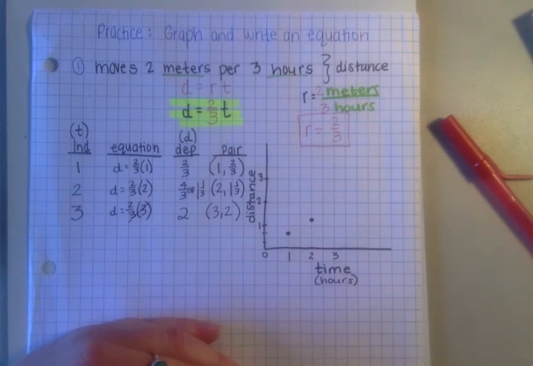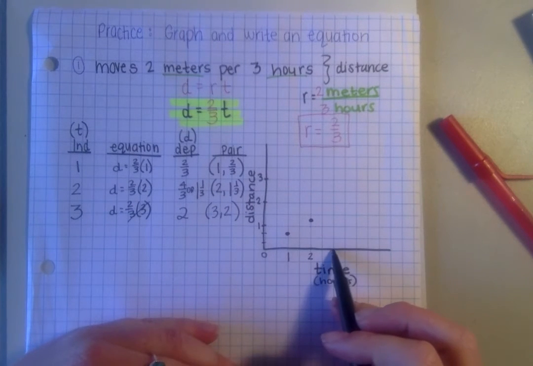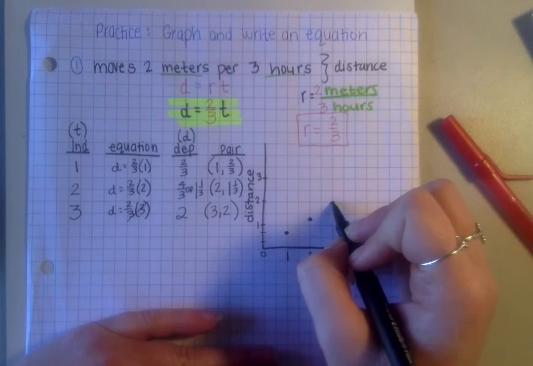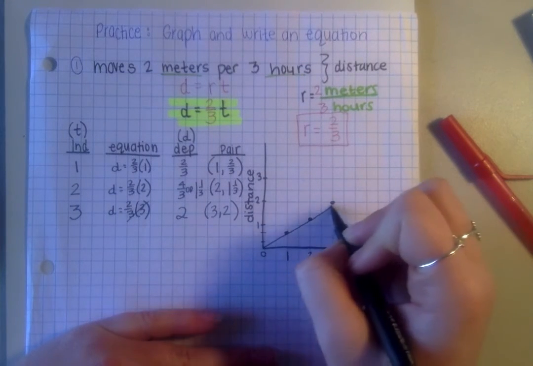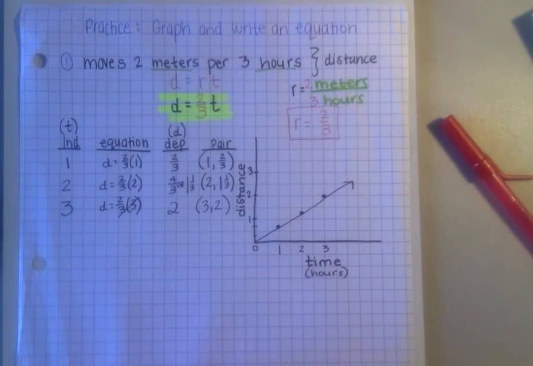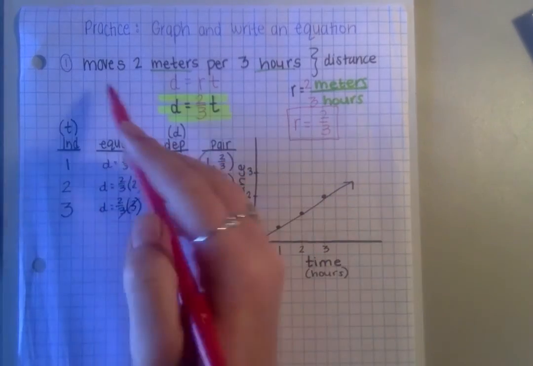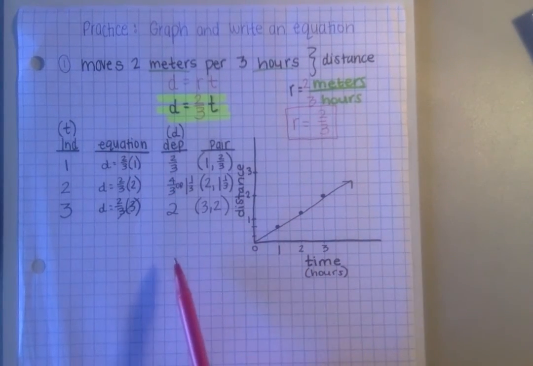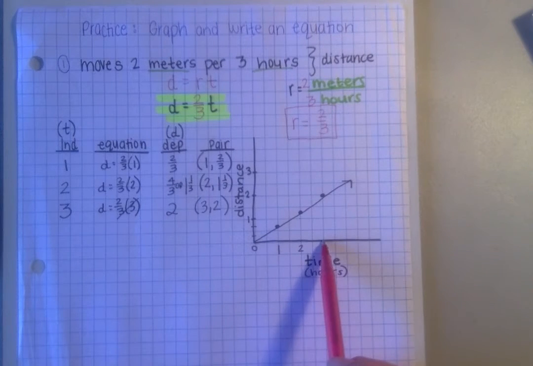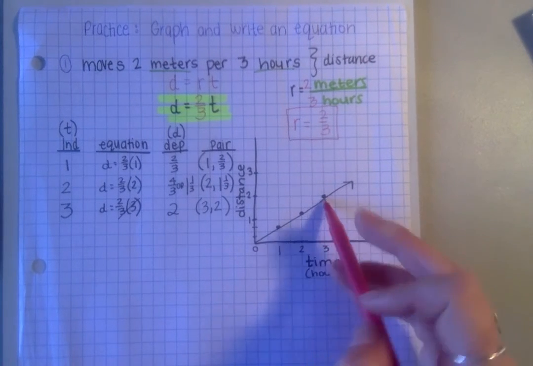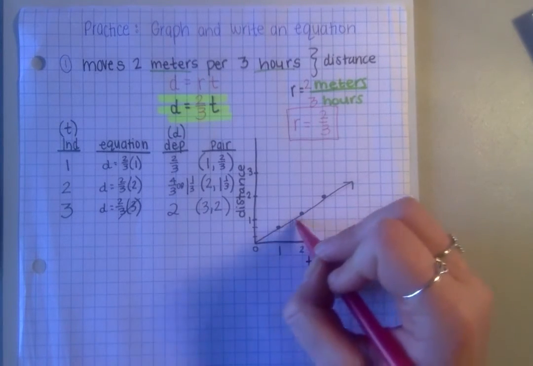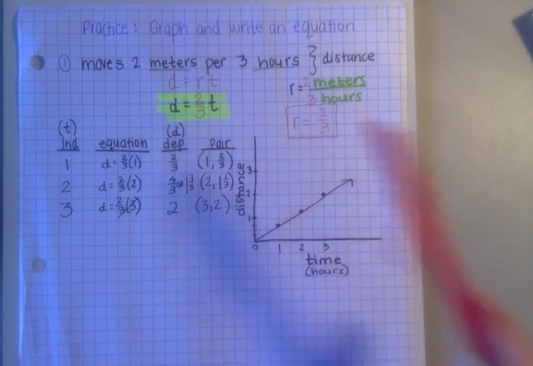And then for 3, I know I go up to 2. So for 3 hours, it moves 2 meters. And so here is my graph. And you can also just think about what the original gives you. I know that I move 2 meters every 3 hours. So I can see here, 3 hours, I go 2 meters. And since this is a linear line, all the rest of my points follow right along with it. So I know that that is a correct distance.